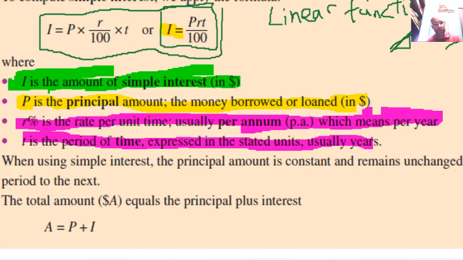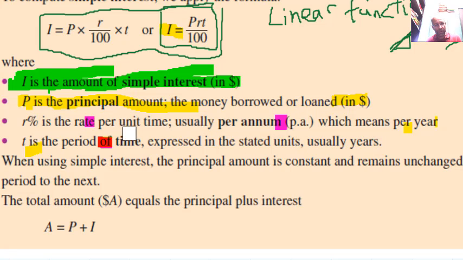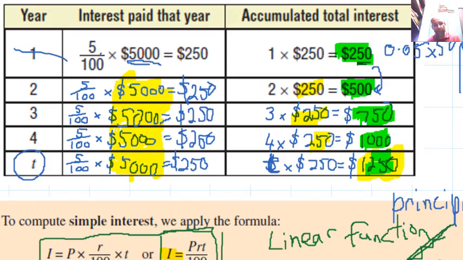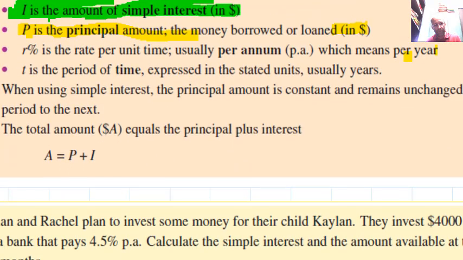Now, you've got to be careful here, because your interest rate is always per year. So if you're not given a time amount in years, you need to convert it into years. Otherwise, the formula won't work. So we've got the definition of all the letters there. The next thing it says, when using simple interest, the principal amount is constant and remains unchanged from one period to the next. You saw that in the table. That first column, the $5,000 you see in the left-hand column in yellow, doesn't change.